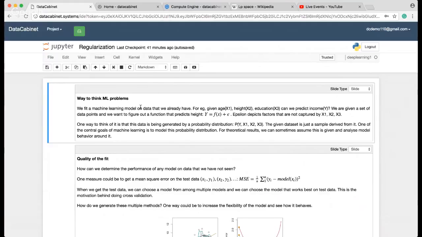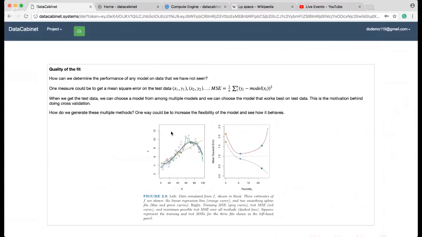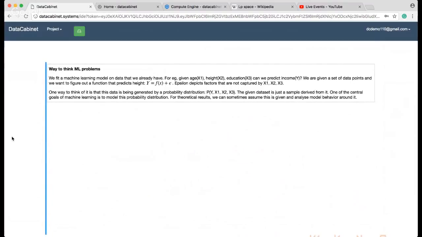All right. So let's start with what the higher-level ways of modeling machine learning problems are. In a machine learning problem, you are given some data points. For example, here you are given age, height, and education, and you're trying to predict the income of a person. You could treat it as modeling a function y = f(x) + epsilon, where x comprises x1, x2, and x3, and epsilon is basically what is not captured by x1, x2, and x3.